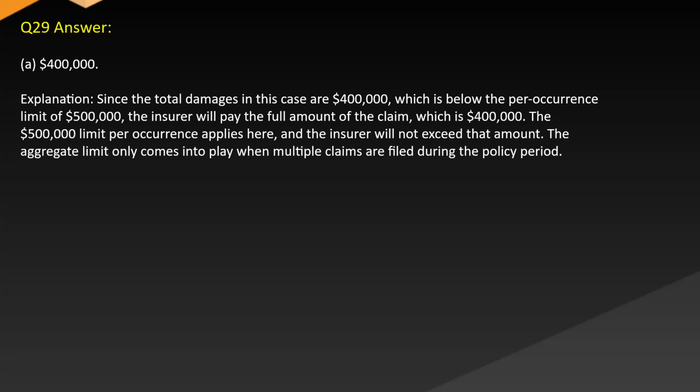Answer. A. $400,000. Explanation. Since the total damages in this case are $400,000, which is below the per occurrence limit of $500,000, the insurer will pay the full amount of the claim, which is $400,000. The $500,000 limit per occurrence applies here, and the insurer will not exceed that amount. The aggregate limit only comes into play when multiple claims are filed during the policy period.